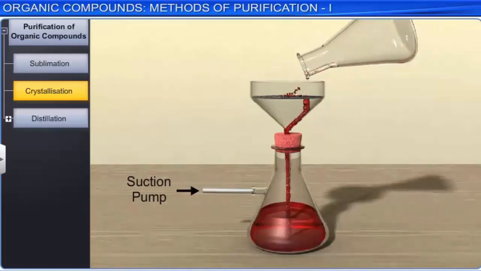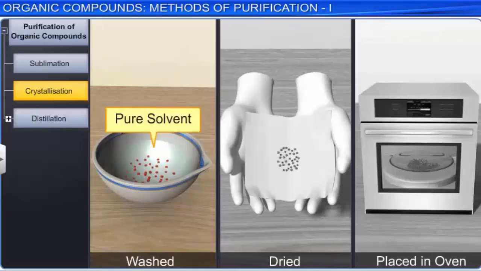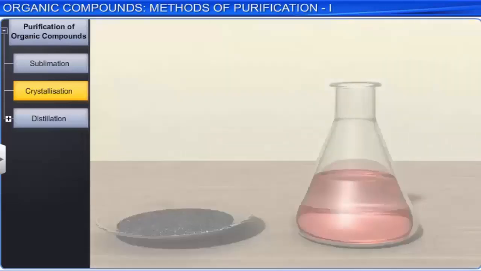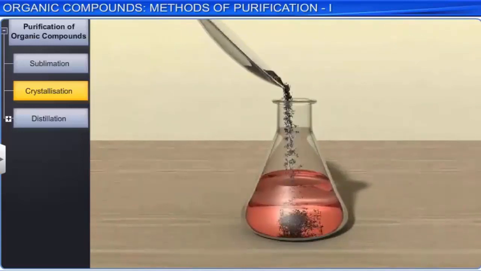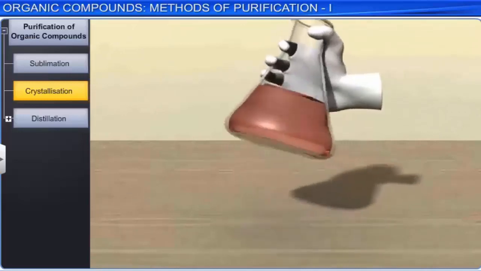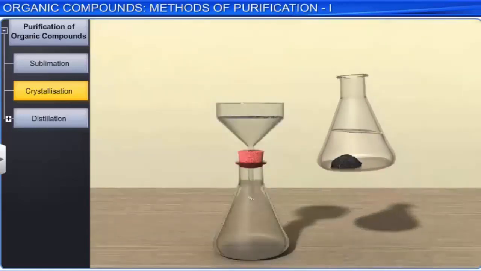The crystals are washed once or twice with small quantities of the pure solvent and dried by pressing between the folds of filter paper and then placed in an air oven. Sometimes impurities impart color to the solution. To remove such impurities, the filtrate is passed through activated charcoal. The charcoal absorbs the impurities. The solution is then filtered and recrystallized as described above.